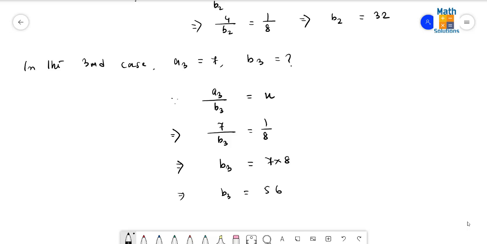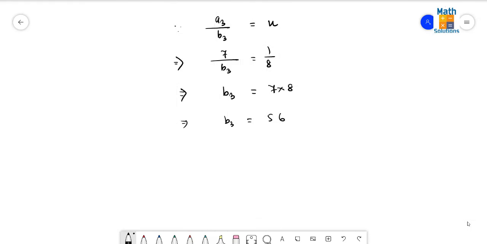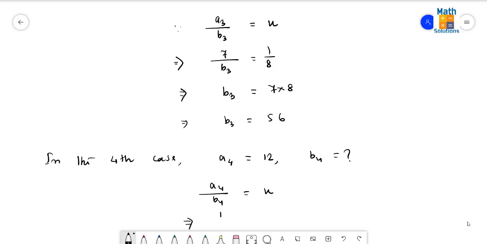Similarly, in the fourth case, what do we have? A4 we have as 12 and B4 is not known to us. Therefore, we shall be writing A4 by B4 is equal to K again. So 12 by B4 is equal to 1 by 8. And on cross multiplication, the result will be 12 into 8, which is 96.